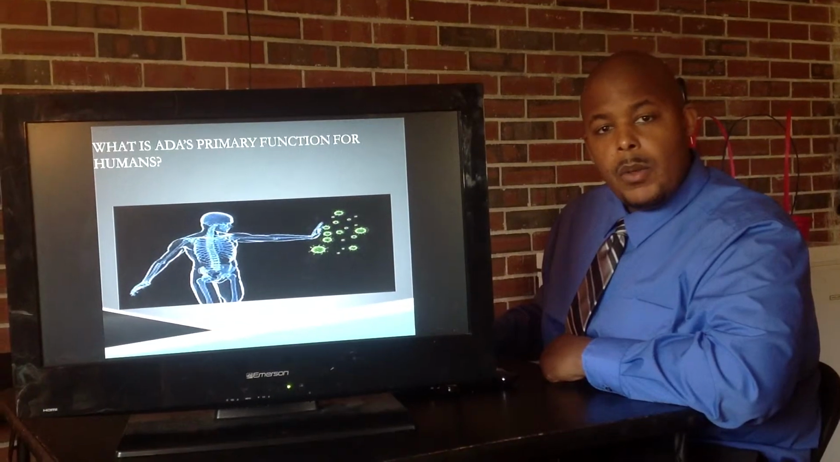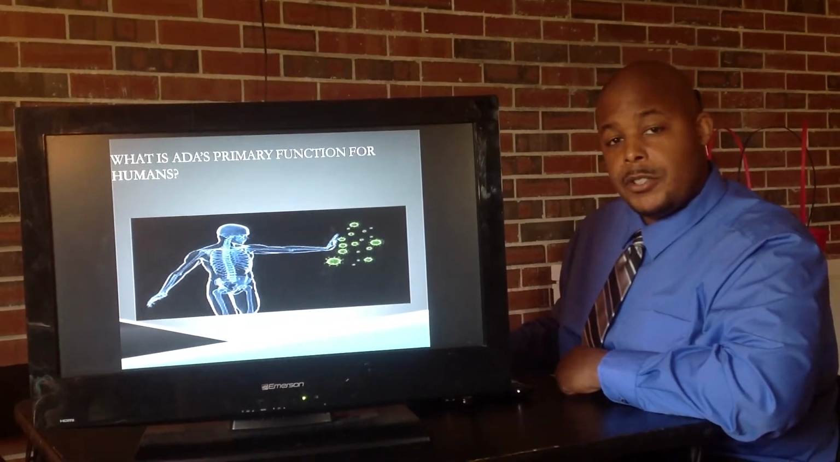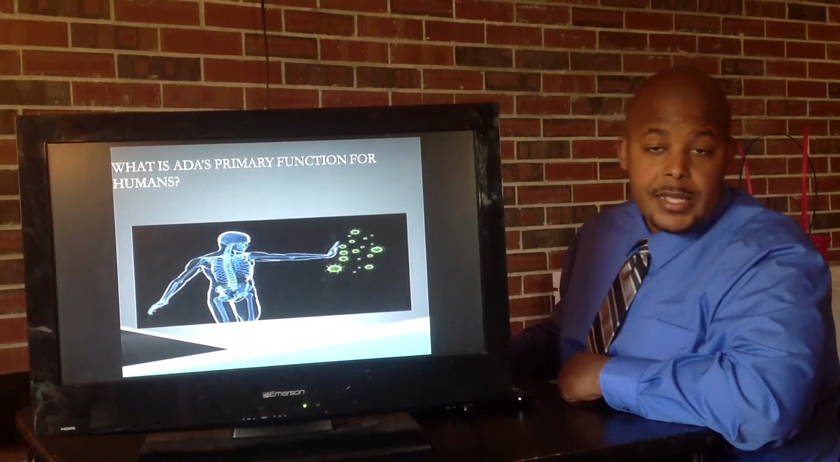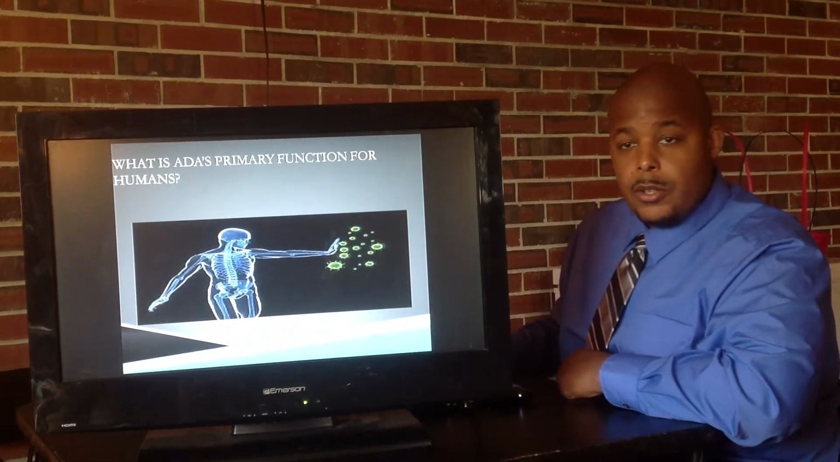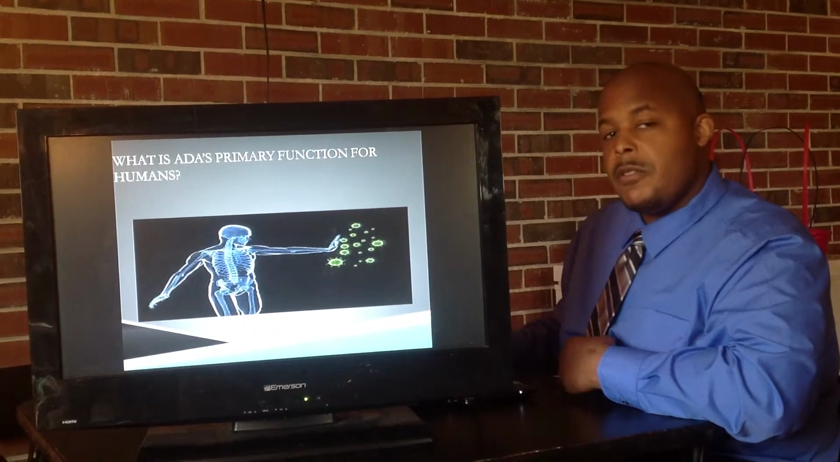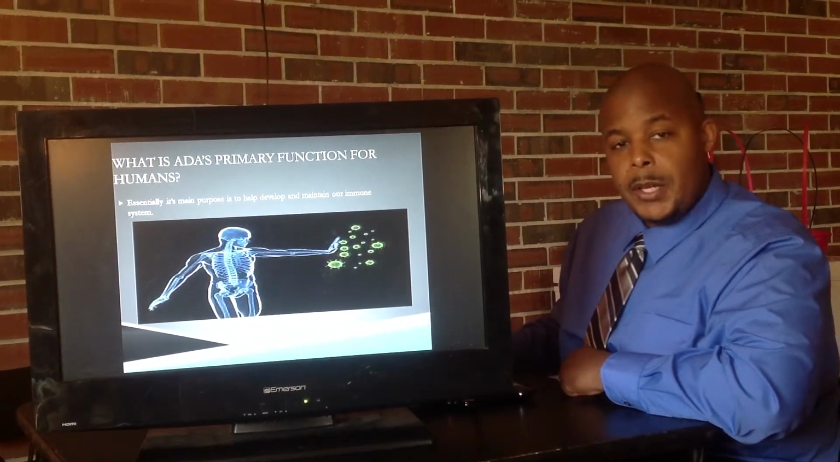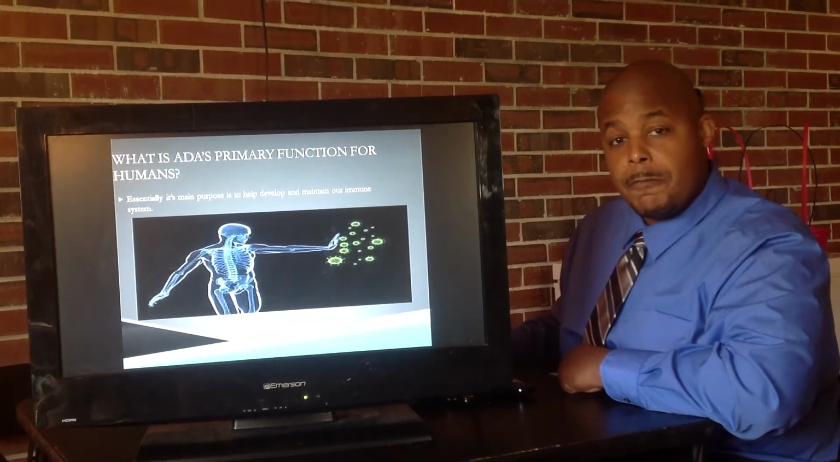So, what is ADA's primary function in humans? How is it important to us? And why is it so important to us? If we were to look at this picture, it would give you the answer. Essentially, its main purpose is to help develop and maintain our immune system function.